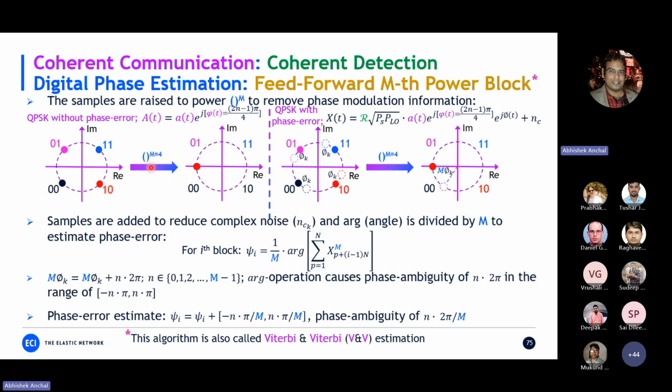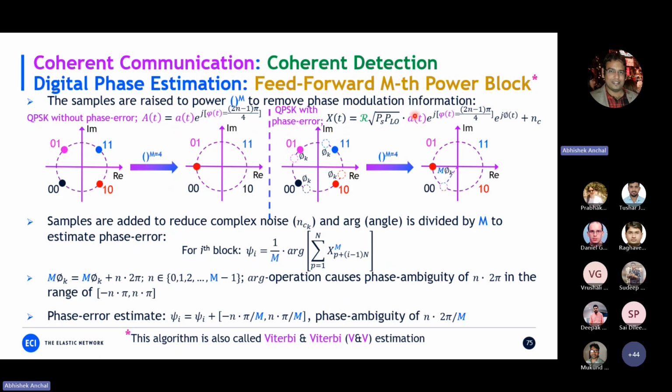Now you can see, you have 4 different symbols, so you have 4 in the denominator. So we raise to the power of 4. This 4 and 4 cancel. So all these symbols collapse to an odd multiple of π, and that is this position. So we lose all the phase information and reach this point by doing the power of 4.